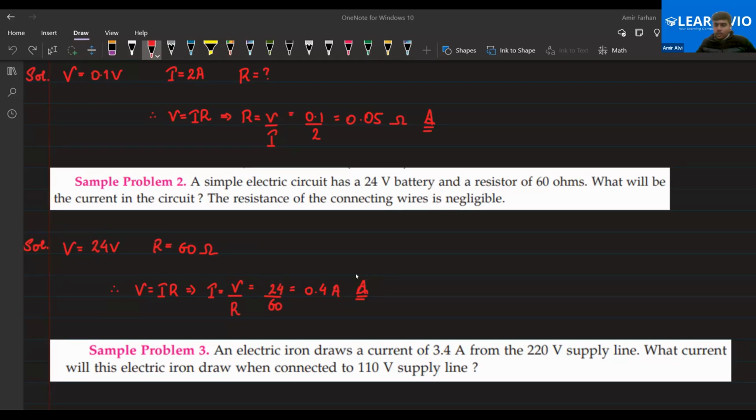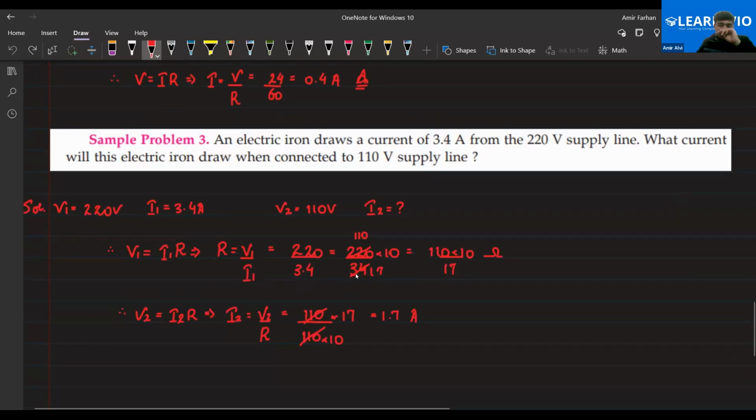देखो, answer would be 1.7. If the potential difference is half, that means the current will also get half according to Ohm's law. So that's why it would be 1.7. Is that clear, all of you? Yes. So why didn't you reply at all? Nobody?